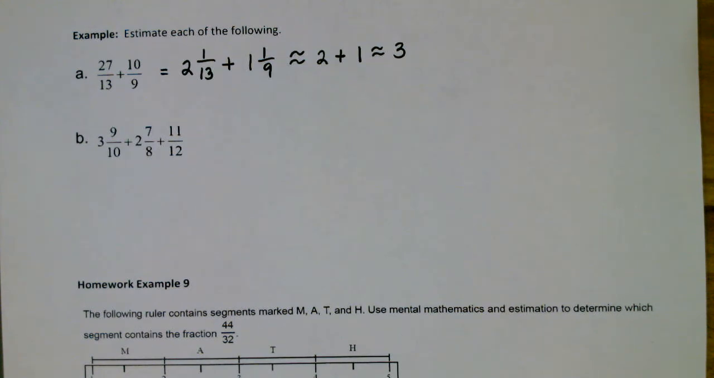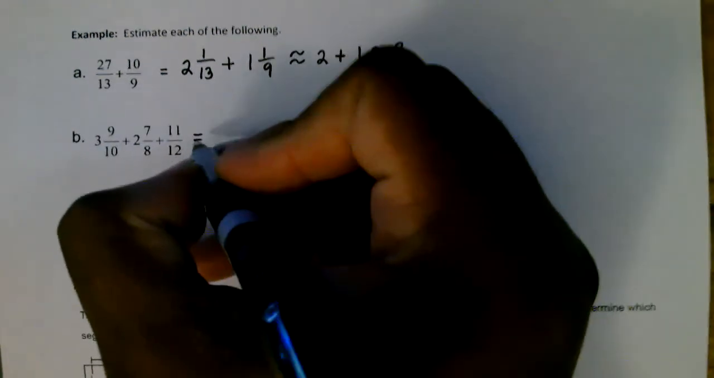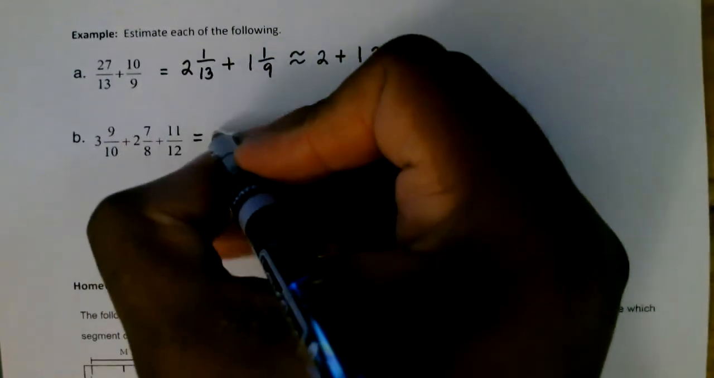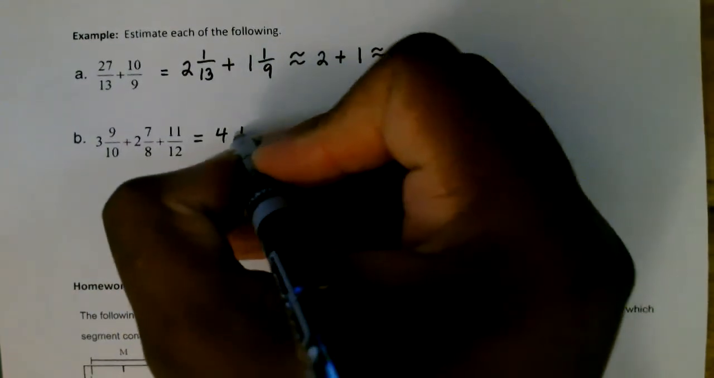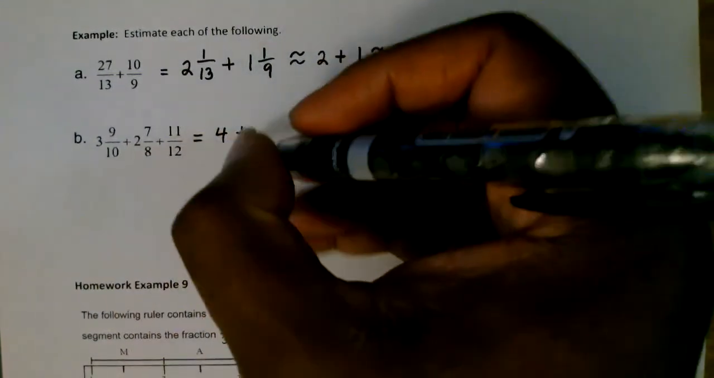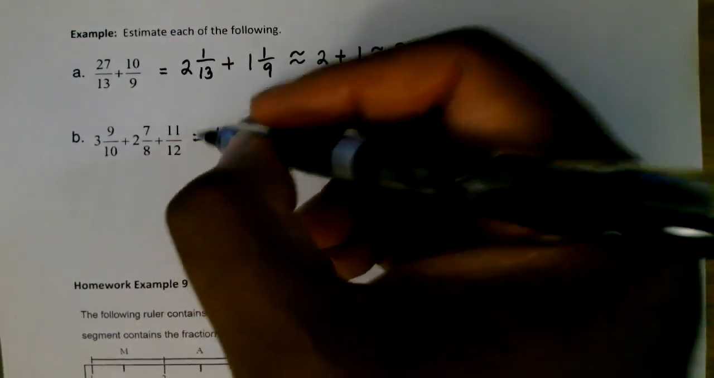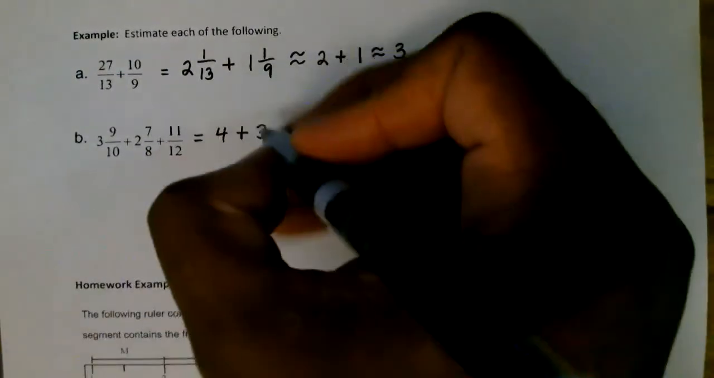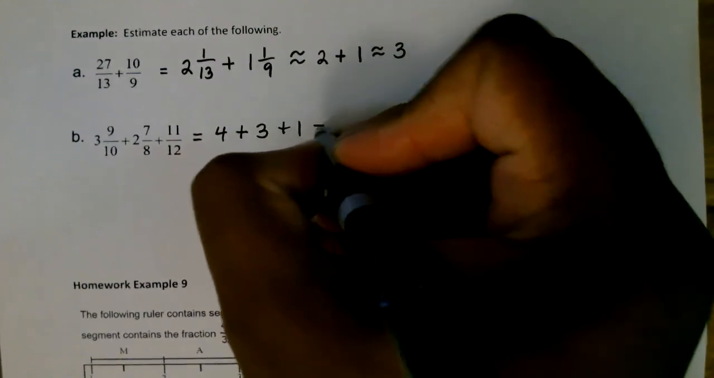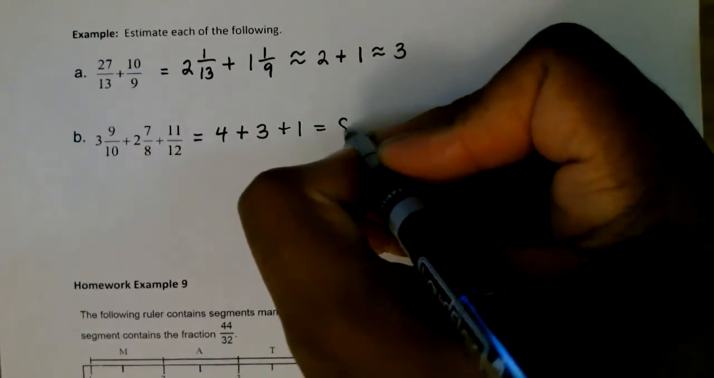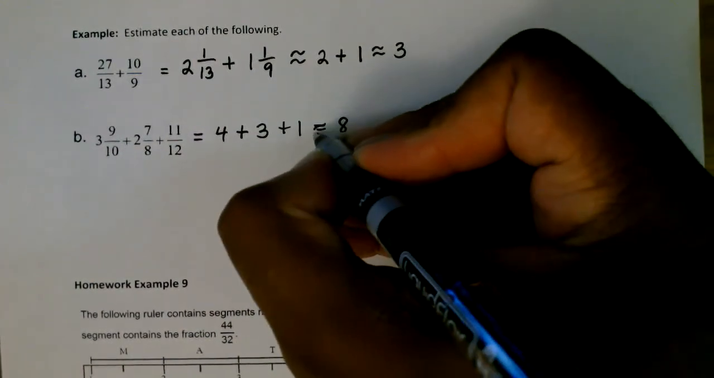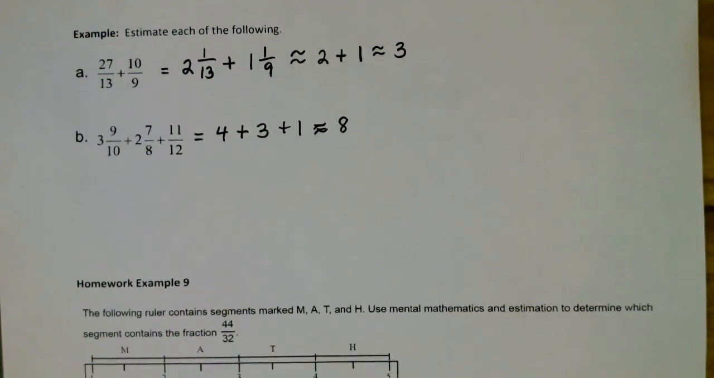And part B, 3 and 9/10 plus 2 and 7/8 plus 11/12. Let's see, 3 and 9/10 is close to 4, so let's use 4. 2 and 7/8 is closest to 3. Let's use that. And then 11/12 is almost 1, so it'll be plus 1. 4 plus 3 plus 1 is 8. So that sum would be approximately 8.